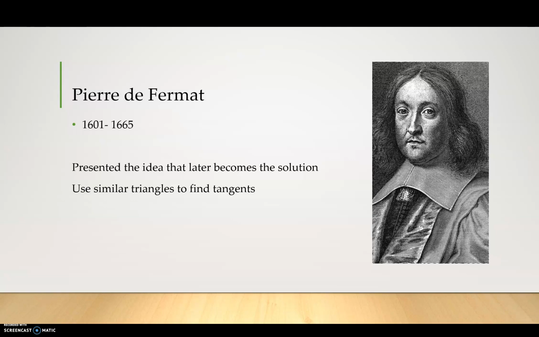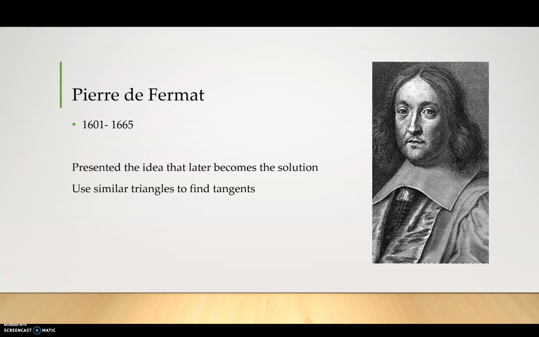He presented the idea that later becomes the actual solution, although what he was using there was specifically similar triangles. He was constructing smaller and smaller triangles to find tangent lines and using that idea of slope along a triangle to make it work.